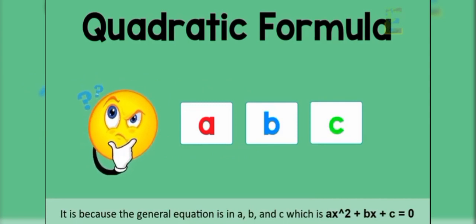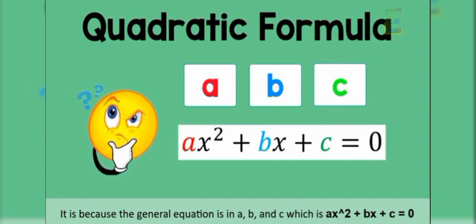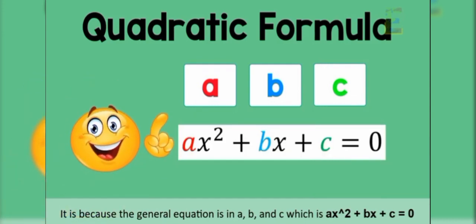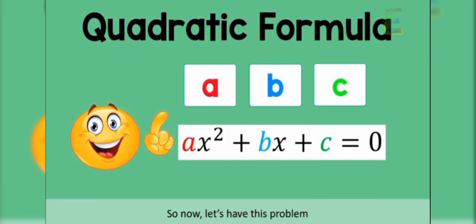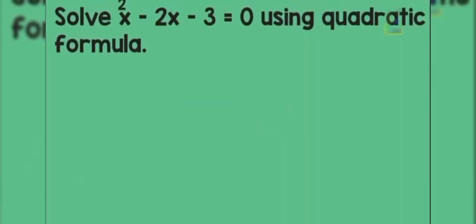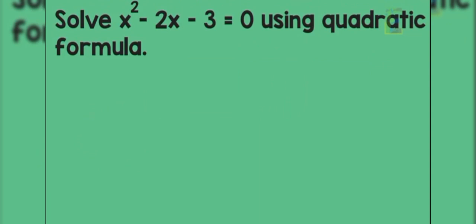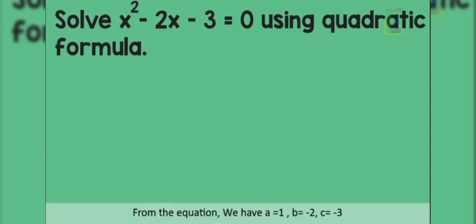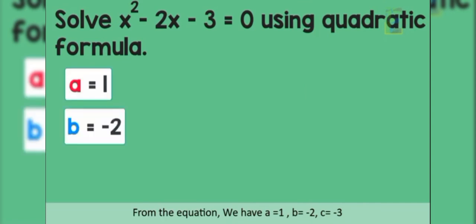It is because the general equation is in a, b, and c, which is ax squared plus bx plus c equals 0. So now, let's have this problem. Solve x squared minus 2x minus 3 equals 0 using the quadratic formula. From the equation, we have a equals 1, b equals negative 2, c equals negative 3.